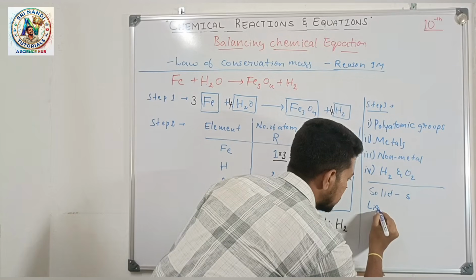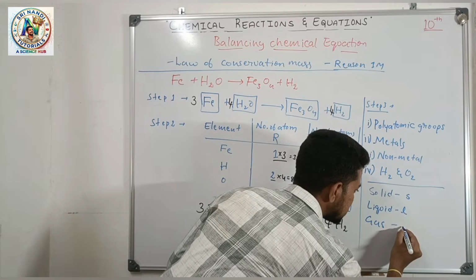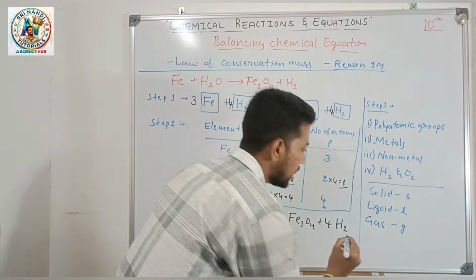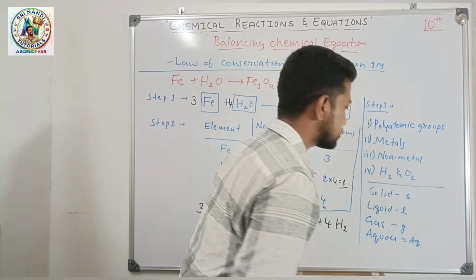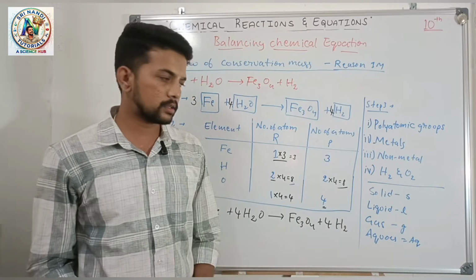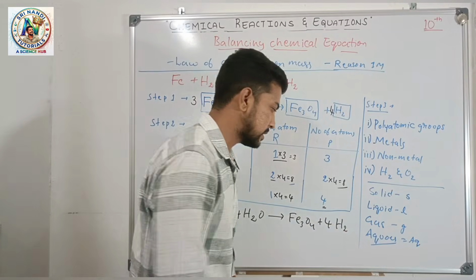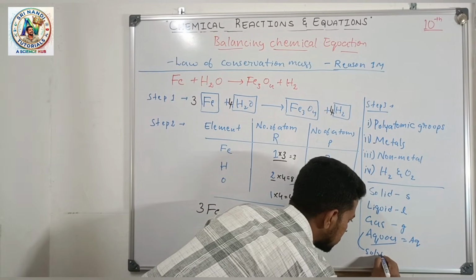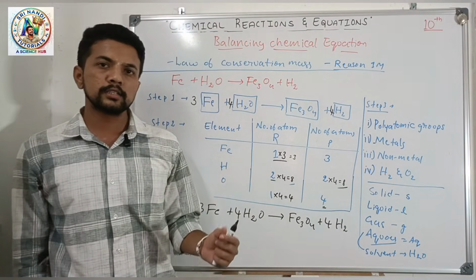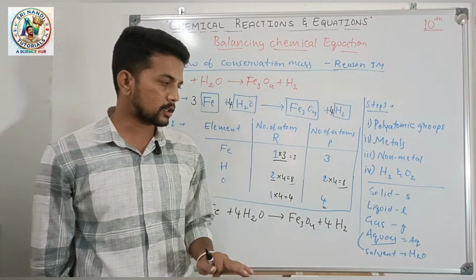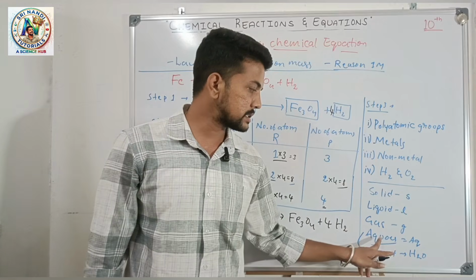For liquid state we write L. For gaseous state we write G. And for the aqueous state we write AQ. So if you know solid, liquid, gases, what is meant by aqueous state? Aqueous state is nothing but, in this state the solvent must be water. In any solution there are two components, solute and solvent. In those components the solvent must be water. So if the solvent is always water, then that state is called aqueous state.